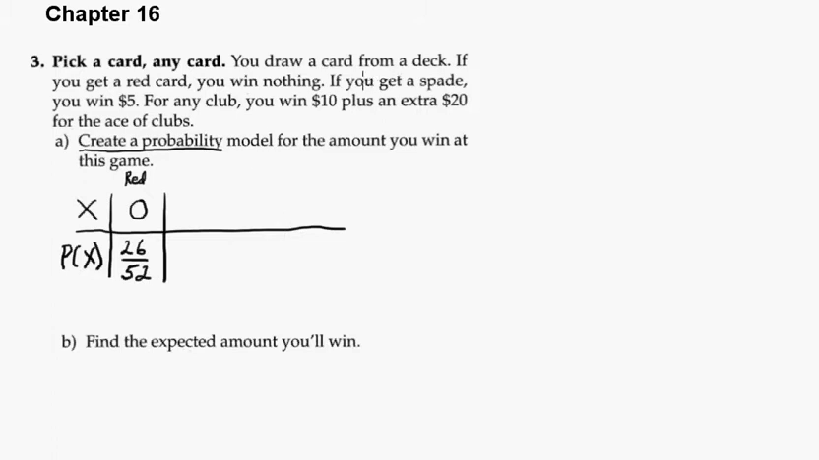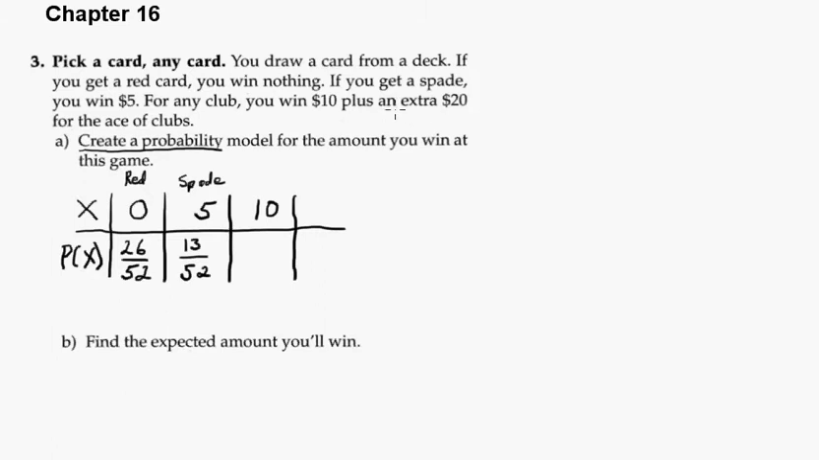Now it says if you get a spade, you win $5. That's nice. And the probability of a spade is 13 out of 52, because there are 13 cards for each suit. For any club, you win $10. That's nice, and that would be 13 out of 52.